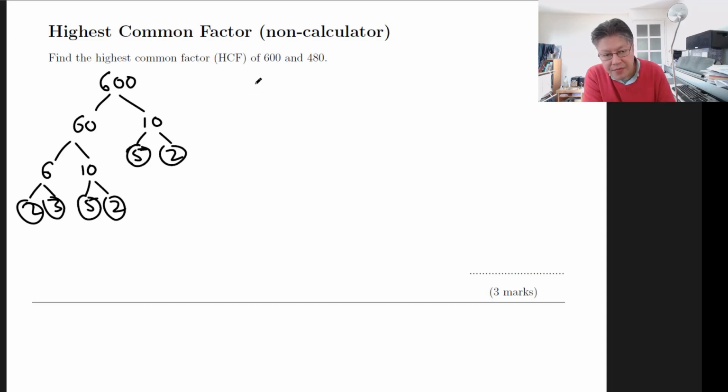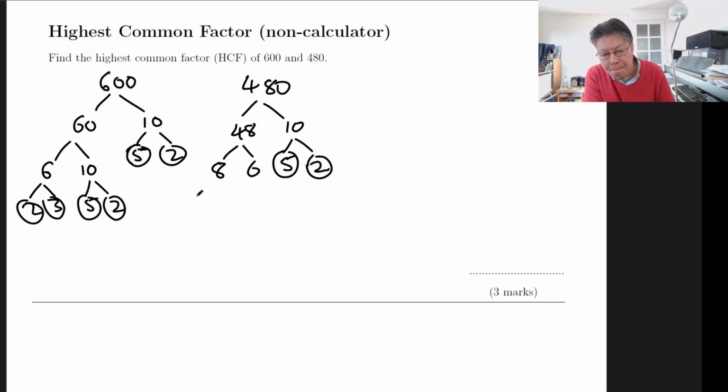Then we repeat the same thing for 480. So 480 splits up as 48 and 10. 48 can split up as 8 and 6. And 10 will become 5 and 2, both prime. 8 becomes 4 and 2, where 2 is prime. And the 6 can turn into a 2 and a 3, primes, and the 4 will split up as a 2 and a 2, and they're both primes.